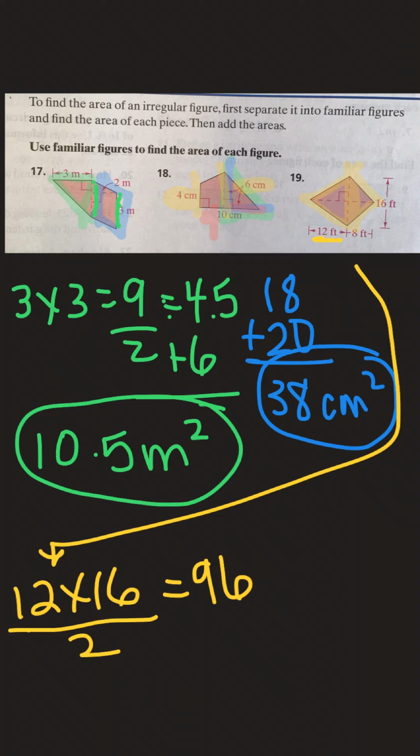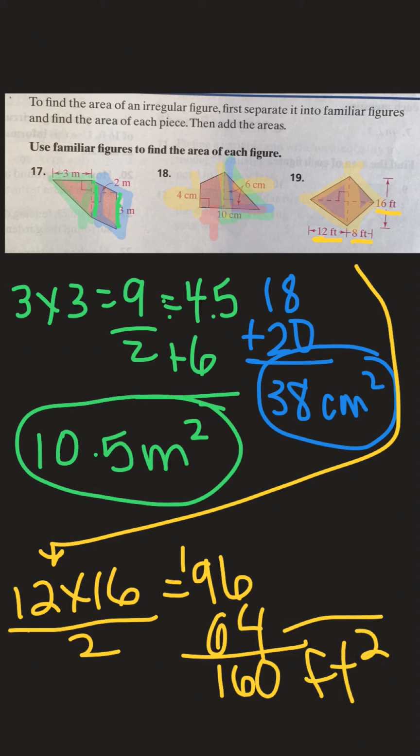And then this other side is going to be 8 times 16 equals 128. Divided by 2 equals 64. When we add these together, we get 160 feet squared. And that's our answer.